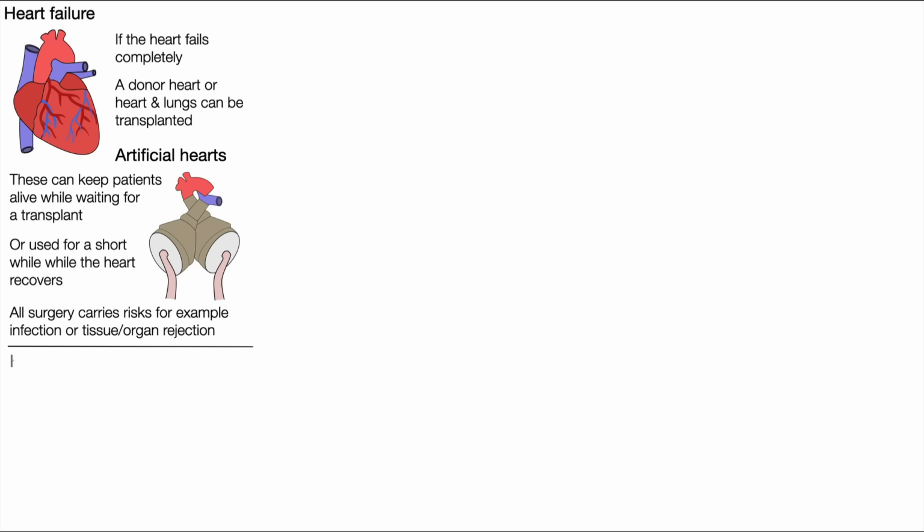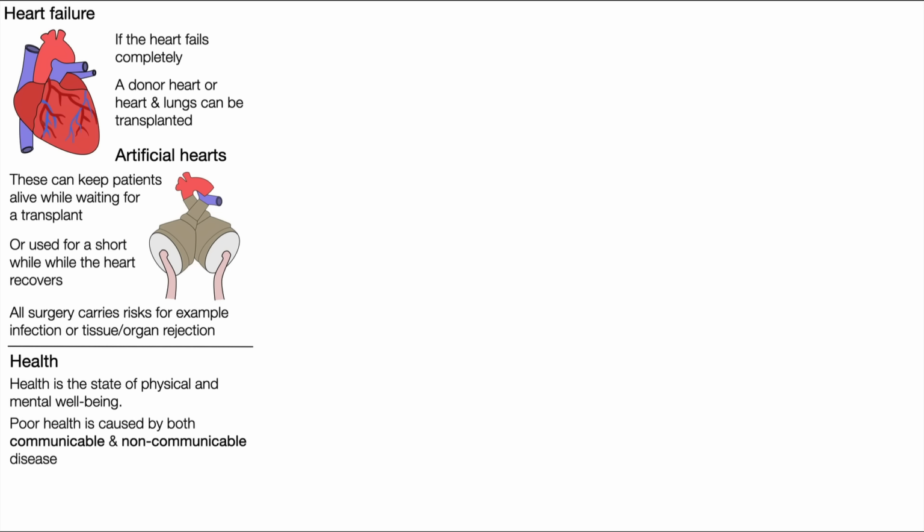Next, we're going to look at the issue of health in other areas. Health is the state of physical and mental well-being. Poor health is caused both by communicable and non-communicable diseases. Communicable diseases are ones that can be caught. They are caused by pathogens. Non-communicable ones cannot be caught. These are ones like heart disease or cancer. Diet, stress, and life situations may have a big effect on both physical and mental health as well.